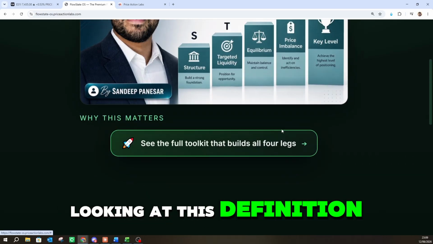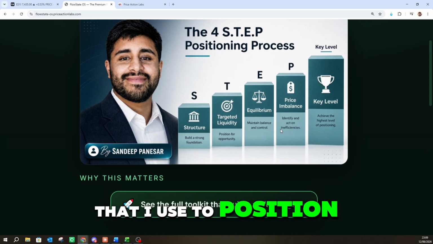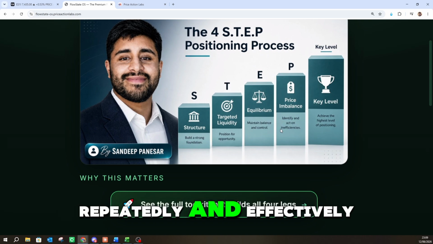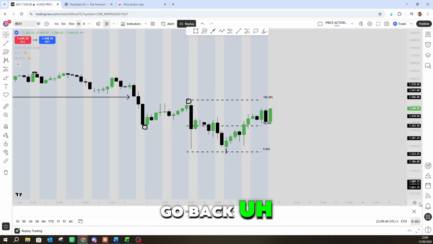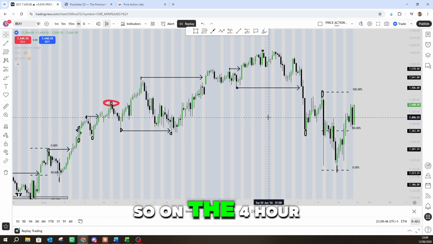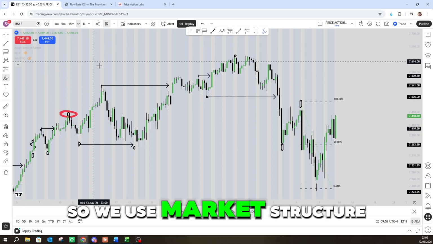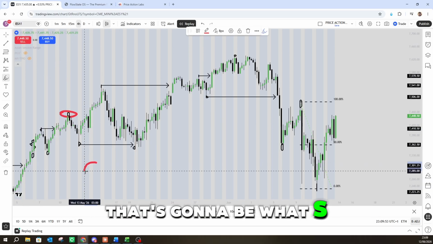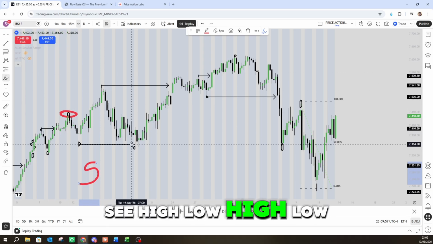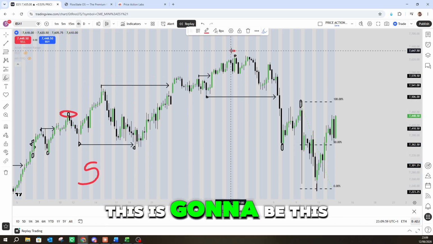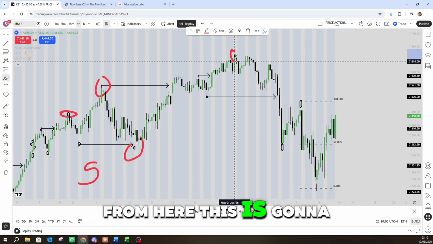Looking at this definition, the 4-step positioning process is a 4-step system that I use to position my trades repeatably and effectively. So starting on the 4-hour time frame, if we go back, let's go to the 4-hour time frame. So on the 4-hour time frame, it looks something like this. Okay, so we use market structure. That's what the S stands for, right? This is S. So we see high, low, then we had, for me, this is our low, this is our high. Then from here, this is going to be our high.